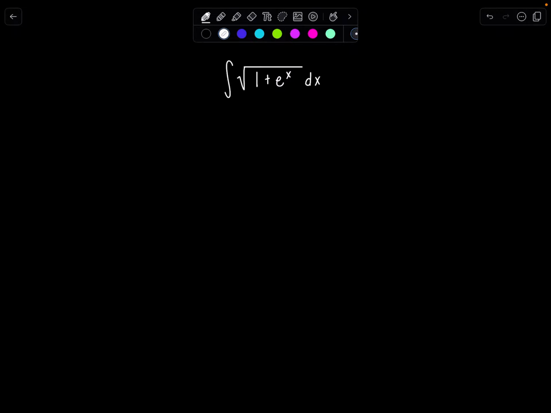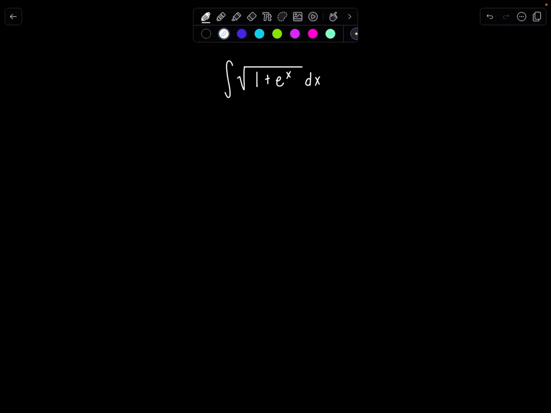I have a new integral of the day for you all. We have the indefinite integral of the square root of 1 plus e to the x dx. So pause the video if you want to try it on your own. I'm going to give you a hint though. You need to use more than one integration technique, and the first one is good old u sub.